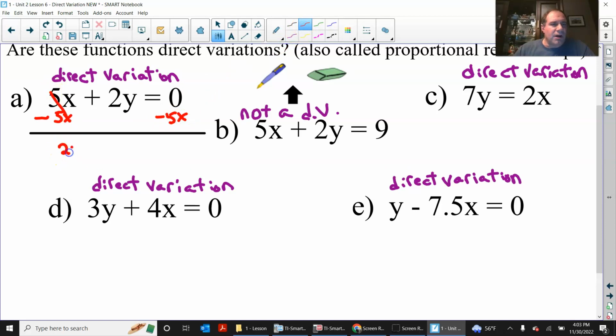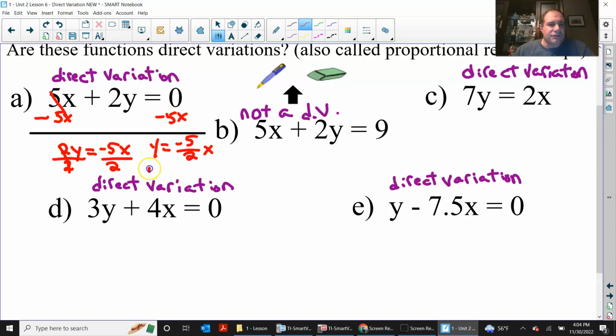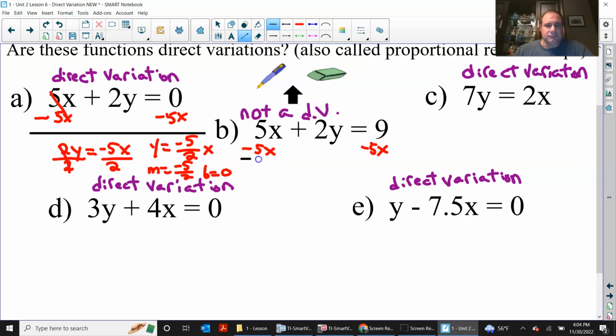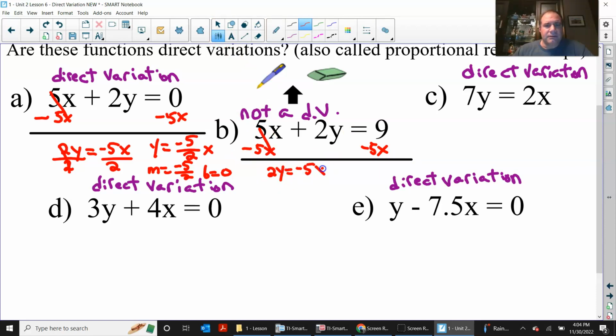The 5x cancels out. You have 2y equals negative 5x, and you should be able to get the slope and the y-intercept based on what this is. It's y equals negative 5 over 2x. So the slope is negative 5 over 2, and the y-intercept is 0. That is why it is a direct variation. For the next one, I'm saying this is not a direct variation, so you're subtracting the 5x on both sides. You have 2y equals negative 5x plus 9.